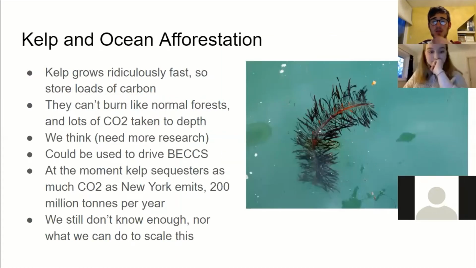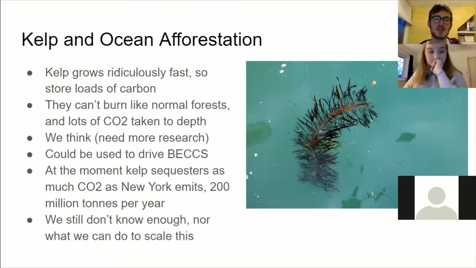The type of blue carbon that I wanted to go into detail about was kelp in particular, and something called ocean afforestation. Kelp grows ridiculously fast. It's a type of seaweed. I don't know if any of you have seen photos of it, but it can grow up to 2 feet a day. So it can suck in and store loads of carbon dioxide really quickly.